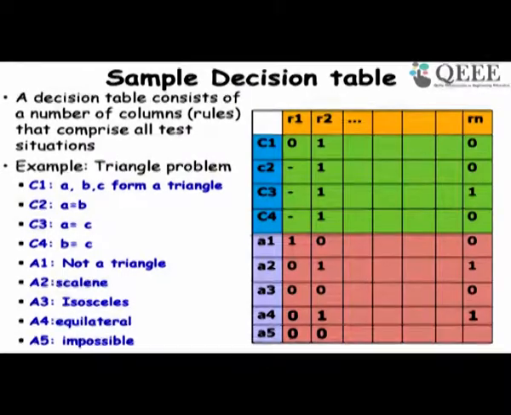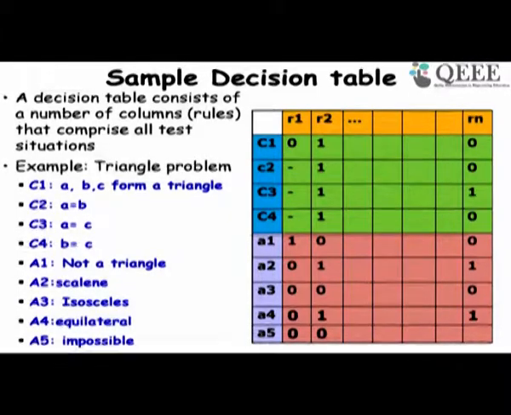Let's see the first example of a decision table. The problem here is that we want to check, based on three input parameters A, B, C to a program representing the sides of a triangle, whether it is not a triangle, it is a scalene, it is isosceles, equilateral, or it's impossible.